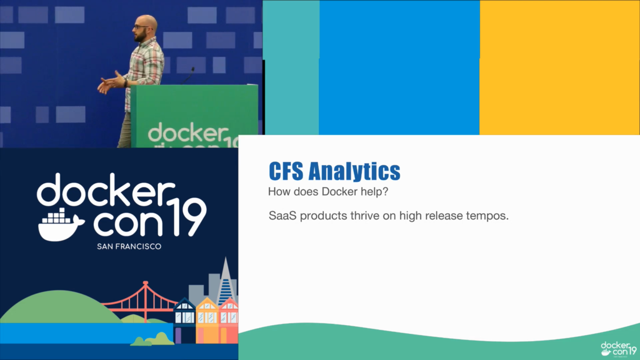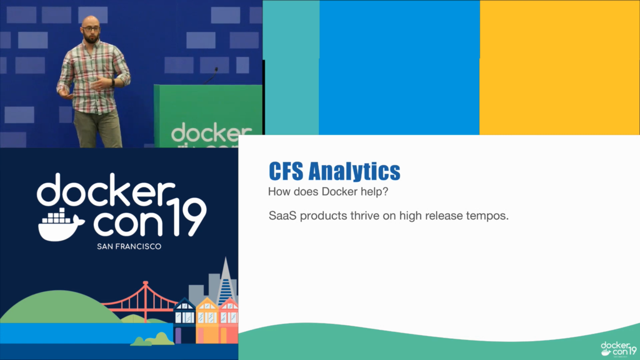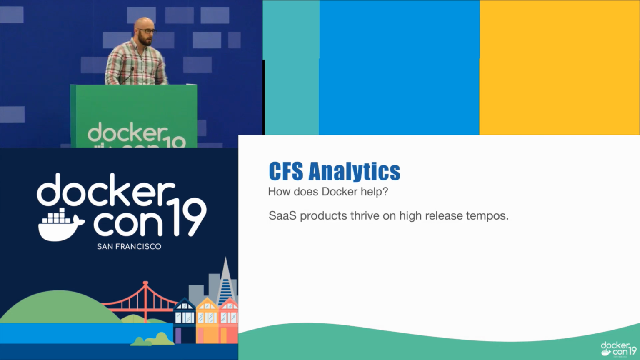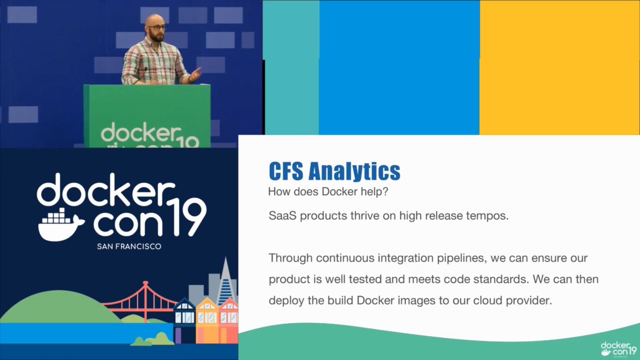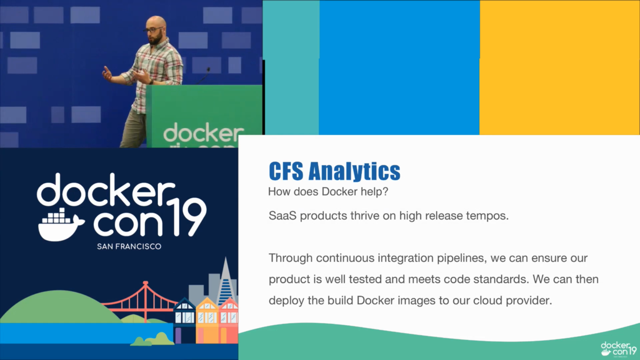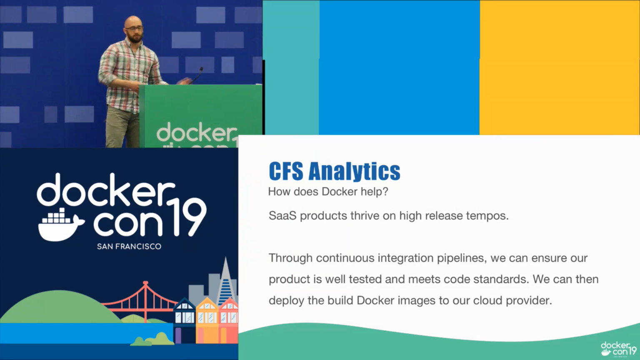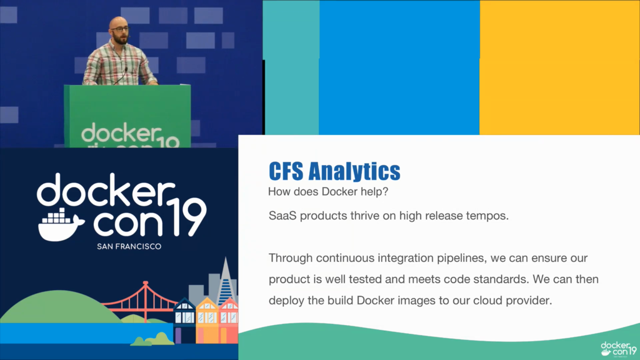Finally, software as a service products thrive on a high release tempo. Our agencies come up with new insights, and they want to learn new things about their crime and their jurisdictions. So they turn to us to get that feature built out. Through continuous integration pipelines, unit testing, integration testing, and code signing, we're able to build out our code quickly and deploy it through a simple command and get it out to our clients as quickly as possible.